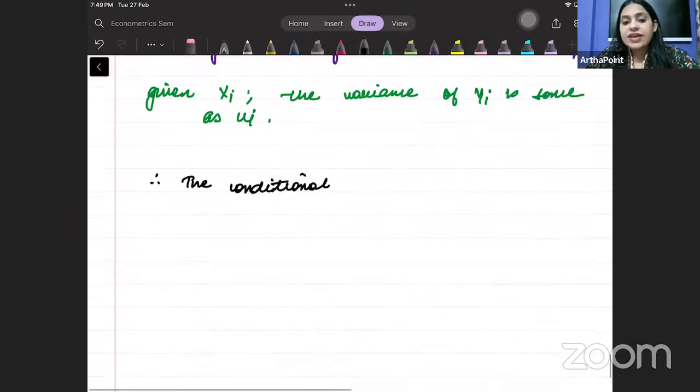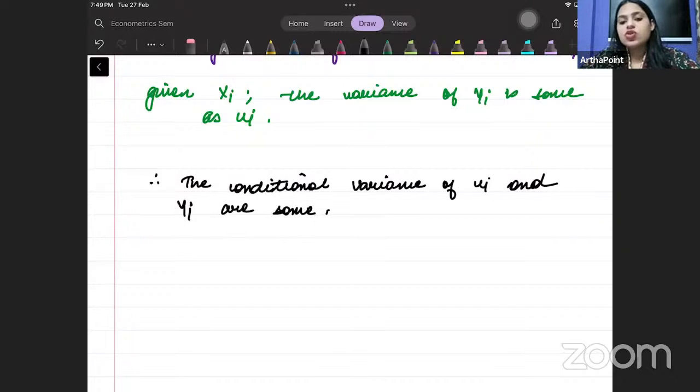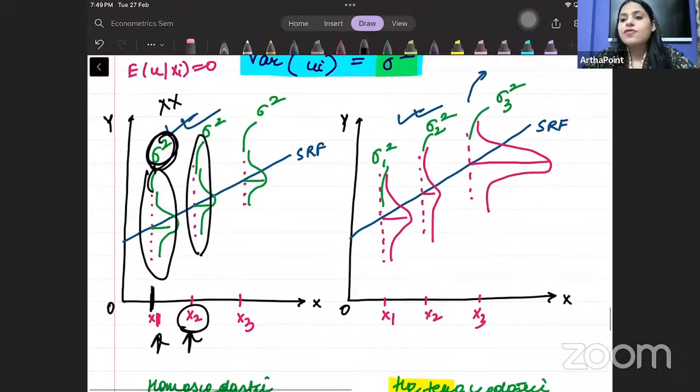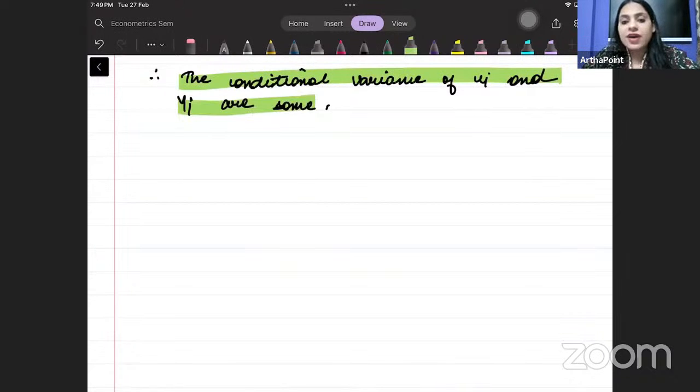So we can go ahead and say that the conditional variances of ui and yi are the same. That is why a lot of times in diagrams we don't find the variance of ui, rather we find out the variance of yi only. We directly show the variance of yi in diagrams because of the concept that the conditional variance of ui and yi are assumed to be the same. Am I clear with this? This is a very, very important concept.